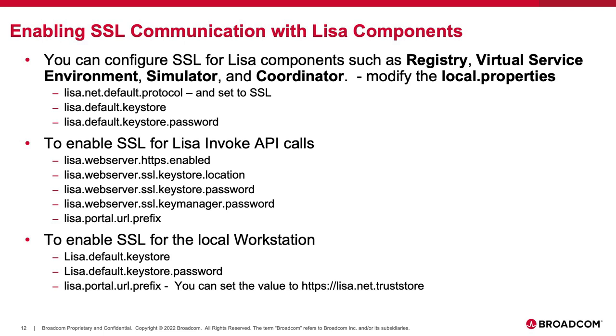If we'll be using API calls, we'll need to enable the web server SSL properties, as well as the lisa.portal URL.prefix. To enable communication from your workstation to, for example, a registry that is using SSL, you need to go to the local.properties on the location where the workstation will be running and modify these properties, such as Lisa default key store and password, as well as pointing to a portal URL prefix. You can use lisa.net.truststore for your value.